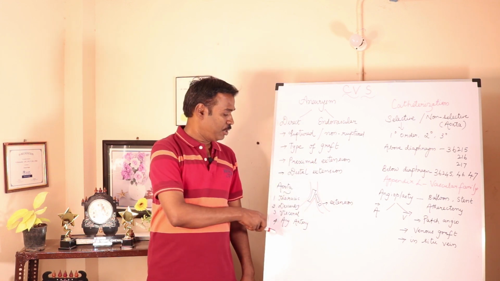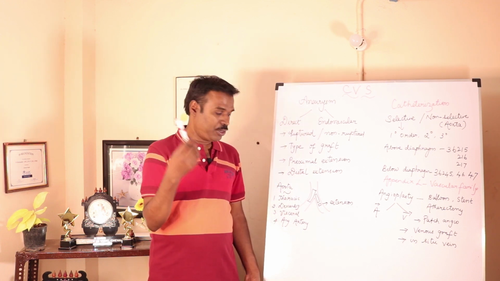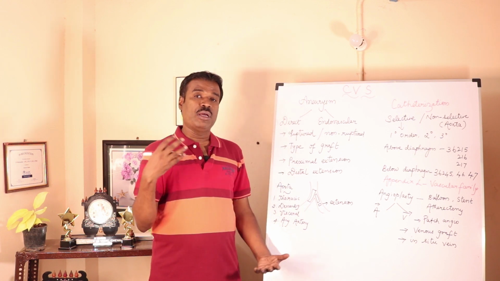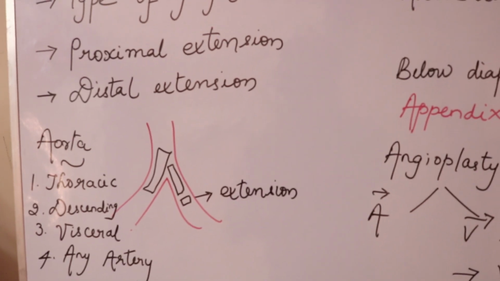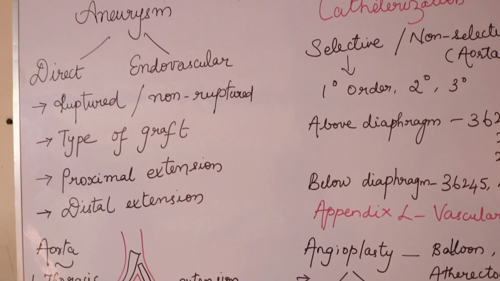Is that clear? So just see, in the case of the aorta, it can be a thoracic aortic aneurysm or a descending aortic aneurysm or a visceral aneurysm, or it could be any other artery like a splenic artery or iliac artery.